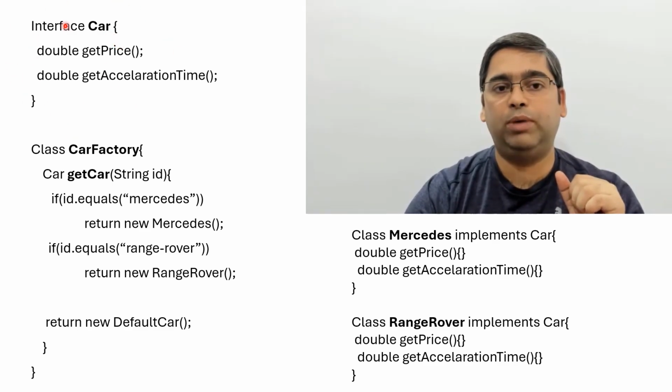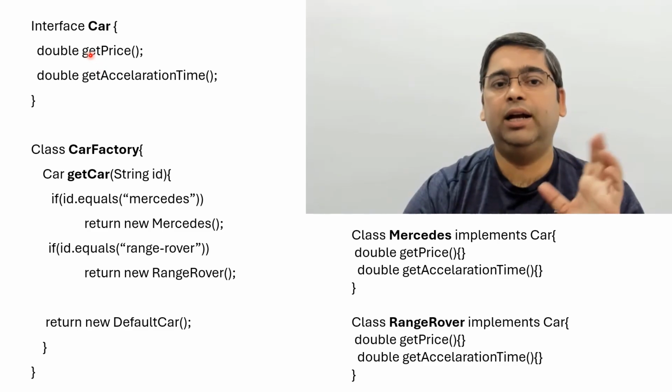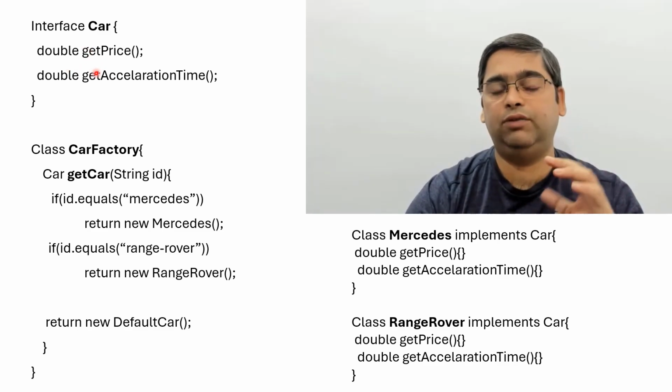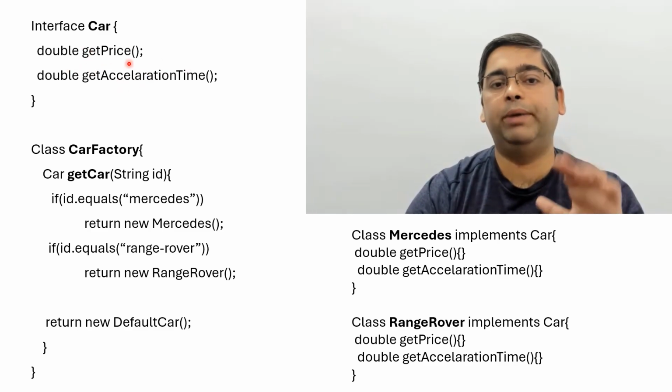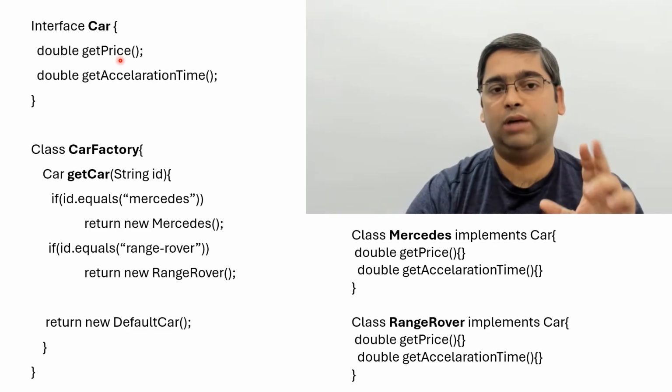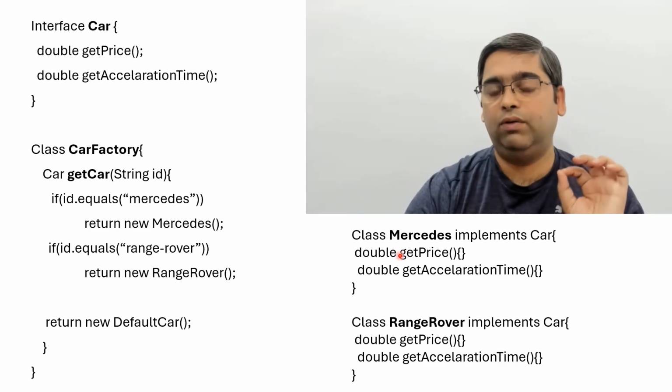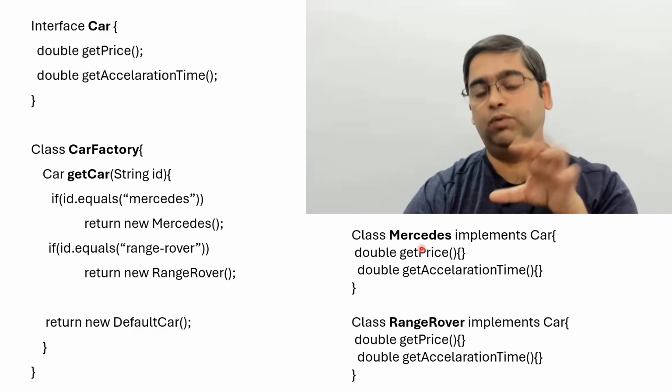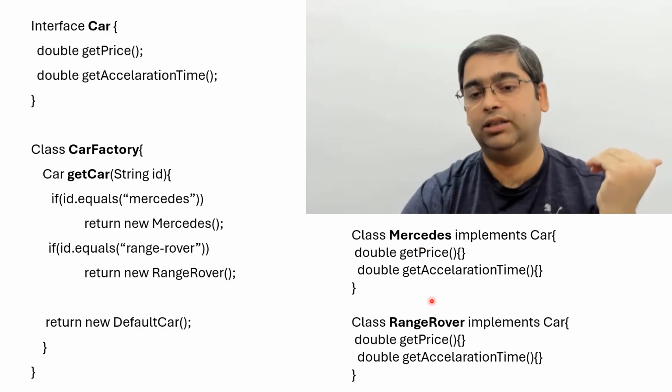So there is a common interface which has the methods. It can be an interface or a superclass. It will have the methods which will be implemented by all cars. So for example, here we have taken two methods, get price and get acceleration time. Now every vehicle which wants to be a car will implement this interface.